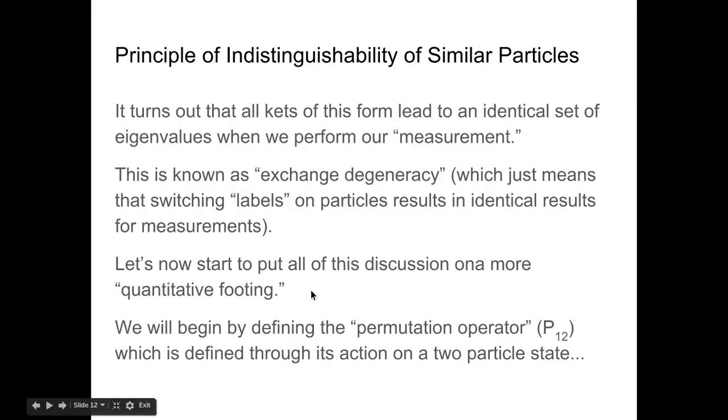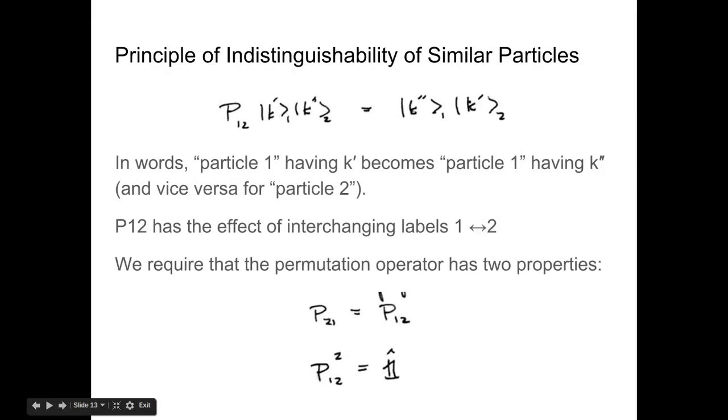All right, so let's start to build a true quantitative understanding of this exchange symmetry and how it works. To do that, we're going to define an operator called a permutation operator. We're going to work in a 2-particle state for now, so I'm going to label this as P sub 1,2. And this operator is defined through its action on a 2-particle state.